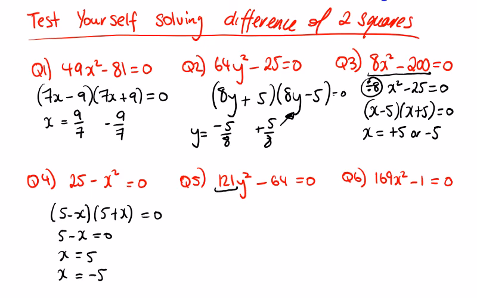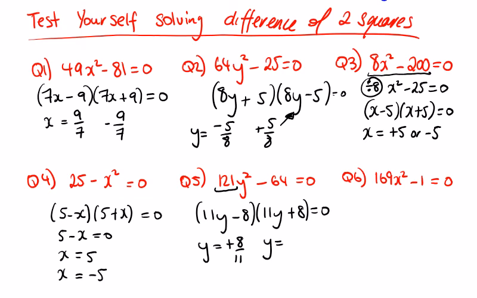Square root of 121, you all know, is 11. Minus 8 and plus 8. So y is equal to plus 8 over 11. We don't need the plus sign, but you can put it in, and y is equal to minus 8 over 11. Square root of 169 is 13x. A 1 and a 1, a minus and a plus. So x is equal to 1 over 13 and minus 1 over 13.